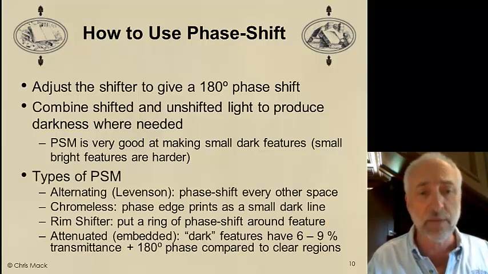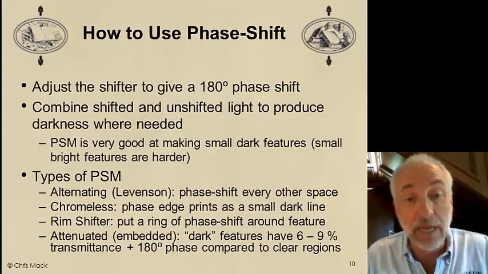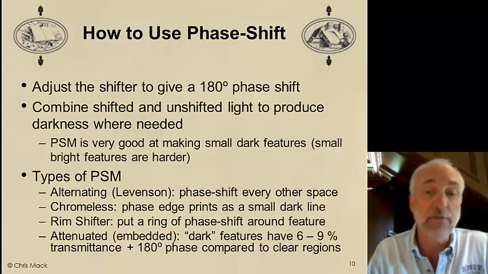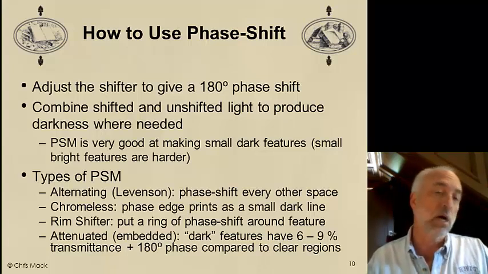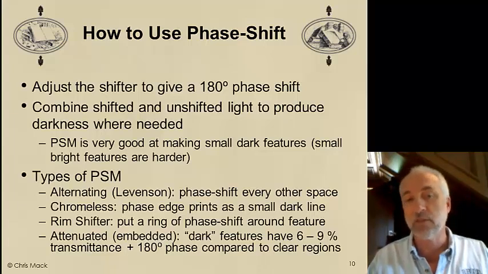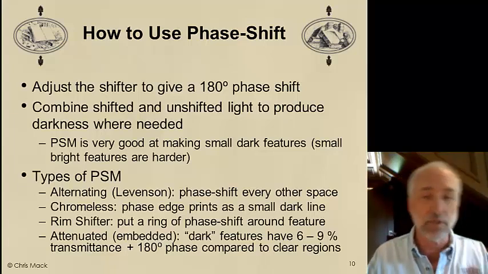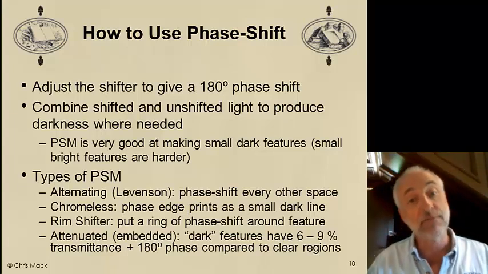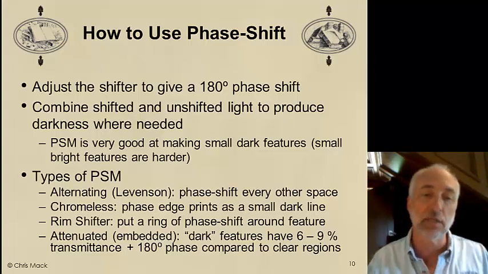There are lots of types of phase shifting masks. The one we just looked at is called an alternating or Levinson phase shifting mask, where every other space is phase shifted by 180 degrees. A few others that we won't spend any time talking about are chromeless phase shifting masks, where we simply use a phase edge. One side is phase shifted, the other side is not phase shifted, and that phase edge will print as a small dark line because of that destructive interference right at the edge.